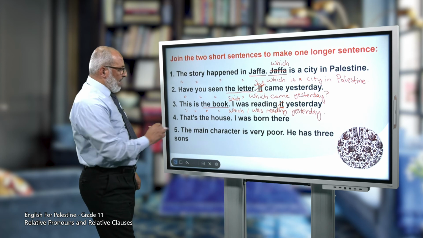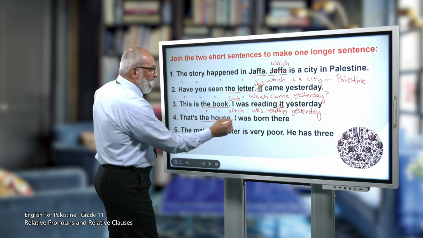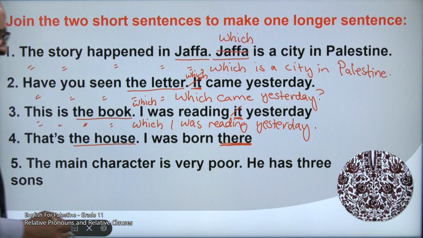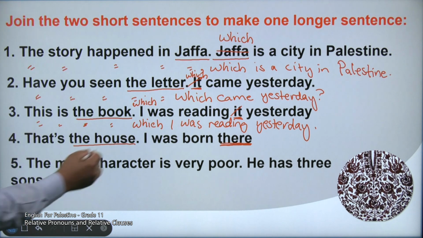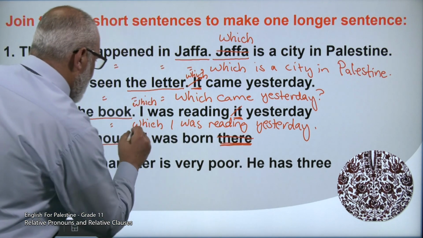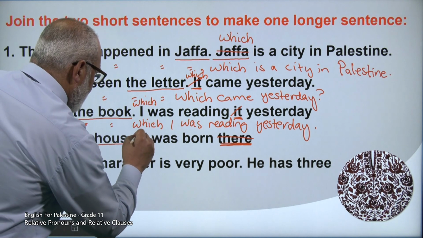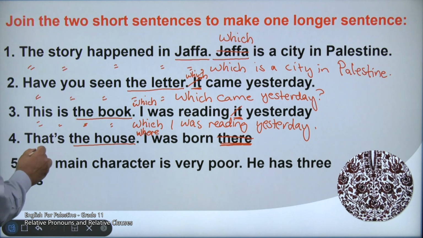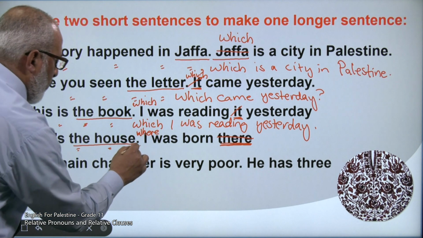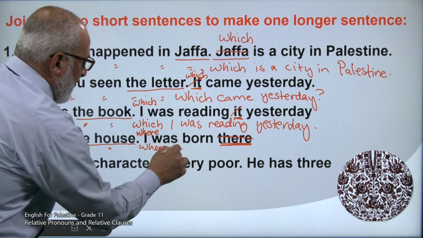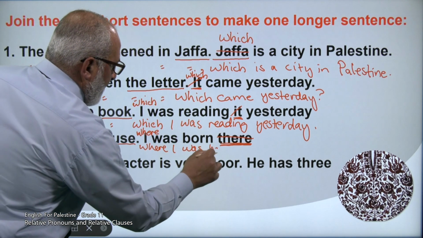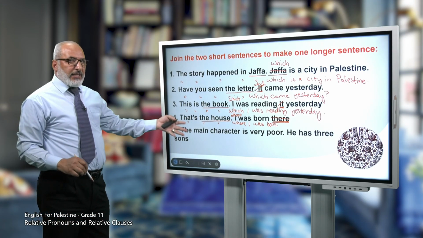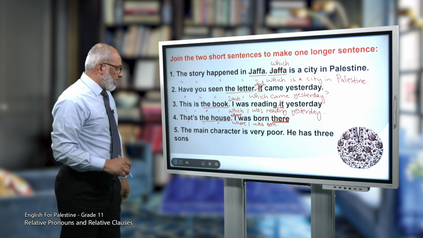Okay, number 4. That's the house. I was born there. Be careful about there, a place. So we omit this here and we put where at the beginning of the clause. So it becomes, that's the house where I was born. Good. And it is defining relative clause because it adds important information.